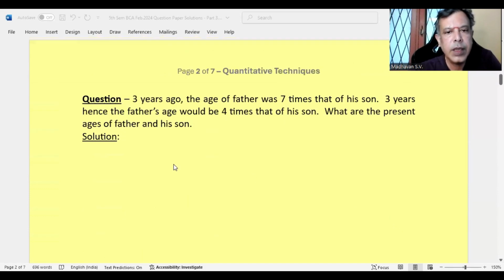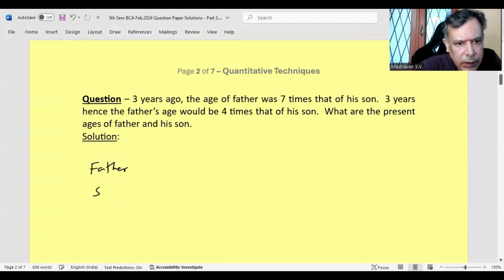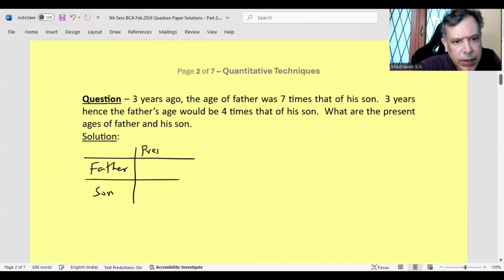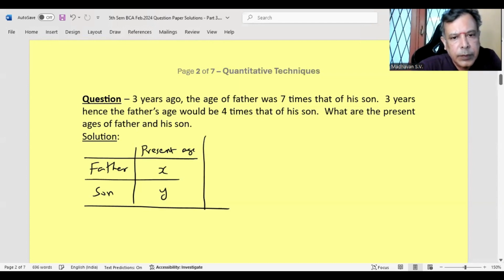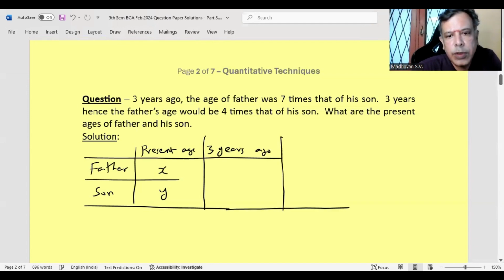Here it says, 3 years ago, the age of father was 7 times that of his son. 3 years hence, the father's age would be 4 times that of his son. What are the present ages of father and his son? So let us write father, son. We'll create a small table where we will say present age. We'll consider father's age as X, son's age as Y. Then it talks about 3 years ago. Then it also talks about 3 years hence.